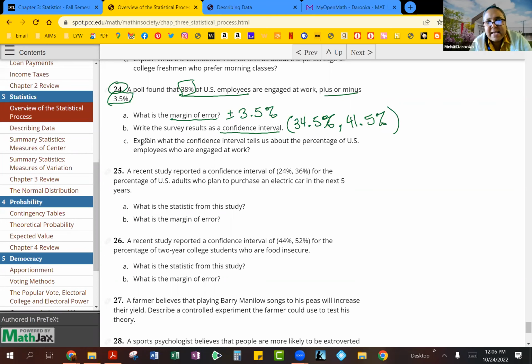Now, the last part is asking us to explain what the confidence interval tells us about the percentage of US employees who are engaged at work. So how would you kind of explain that part? Yeah, Terry, very good. Just the smaller number then the larger number in parentheses separated by a comma. Perfect.